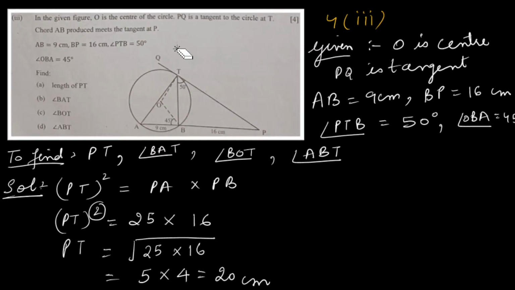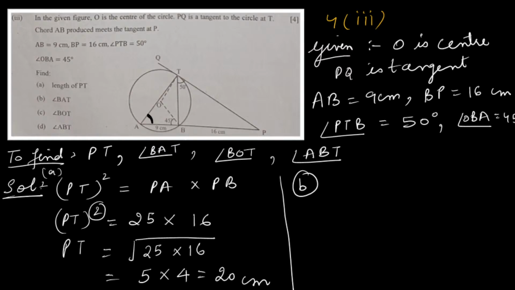First part is done. Now we have to find angle BAT. BAT is this angle, I'll just highlight it. So how to find this angle? Angle PAT Tarun has found, it's equal to 50 degree. You have to tell the rule also. So A part is done. Now B we have to do. B is angle BAT. One angle is given to us.